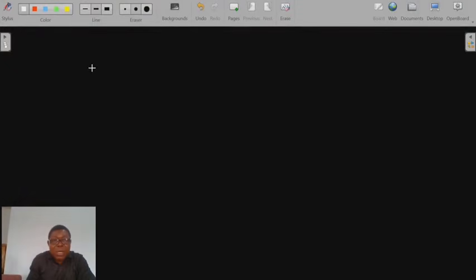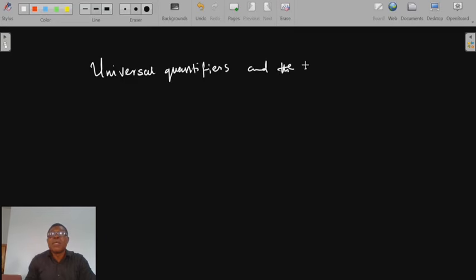We have what we call the universal quantifiers and the existential quantifiers. Here, before I go into this, I would like us to look at the following symbols because they will play a role in what we shall be discussing in the sequel.